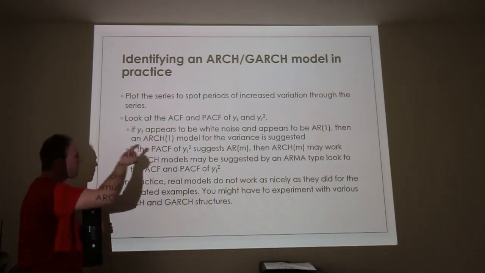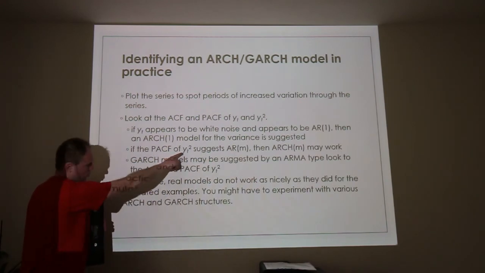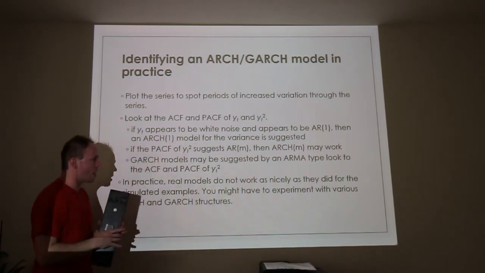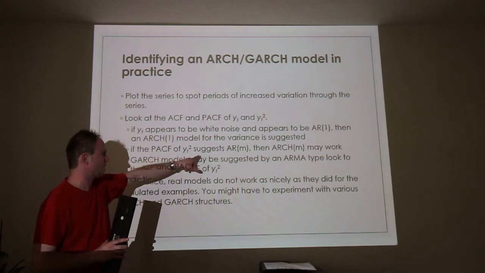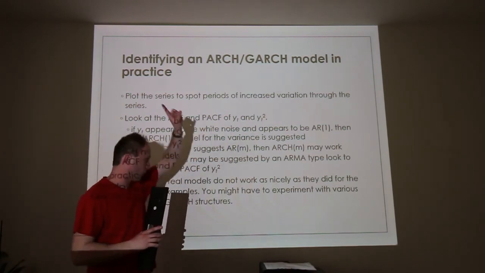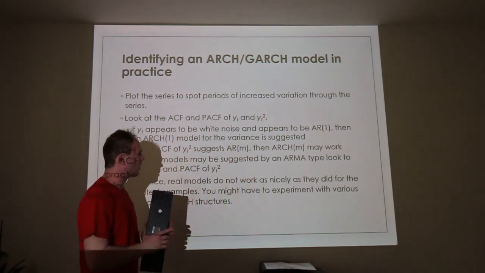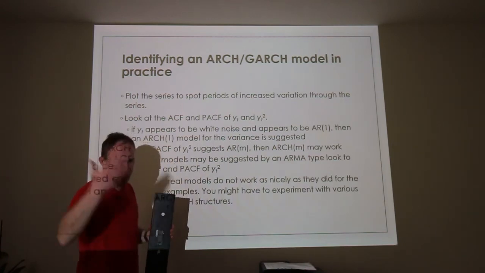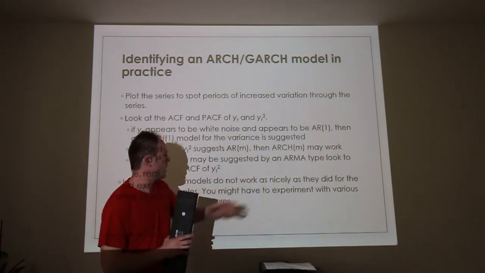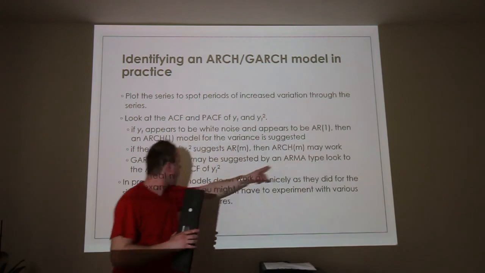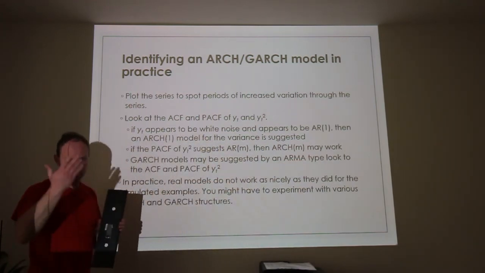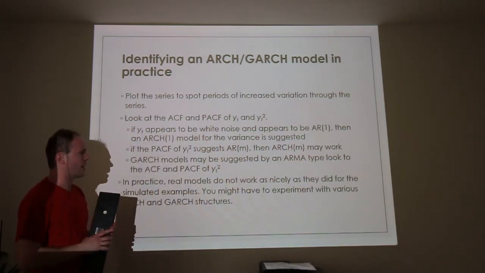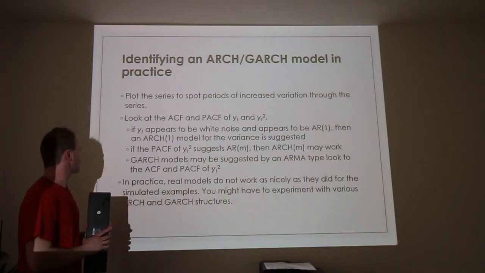If the partial autocorrelation function of squared empirical values, yt squared, suggests an autoregressive process of order m, for example, then ARCH m may work. So this is again the rule.